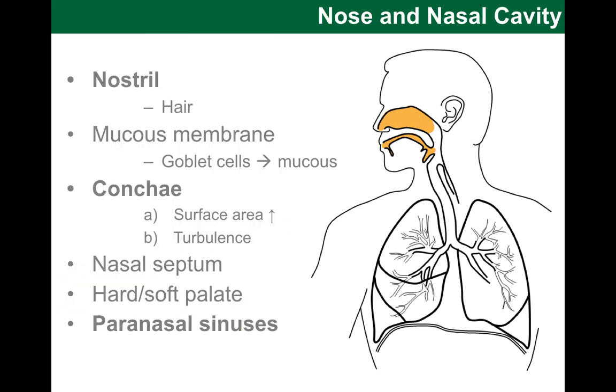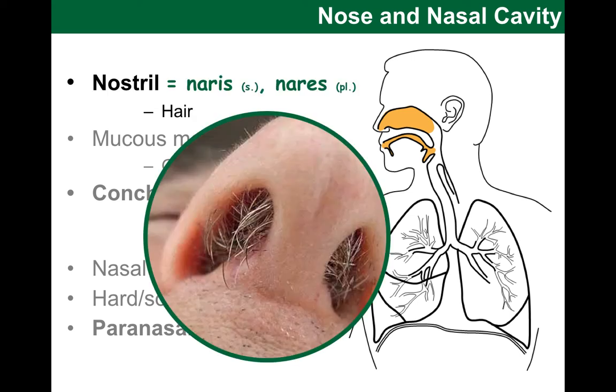So, let's start our discussion by looking at the most anterior part of the nasal cavity. Yes, the nostrils. We may know these as nares as well. Interestingly, while it is commonly used also for the singular in the medical field, the correct Latin term would be naris. One thing that you might notice is that the nostril typically has some hair right at the opening.